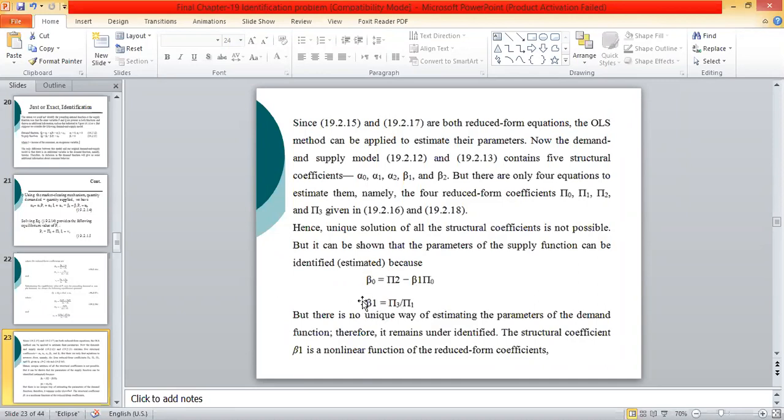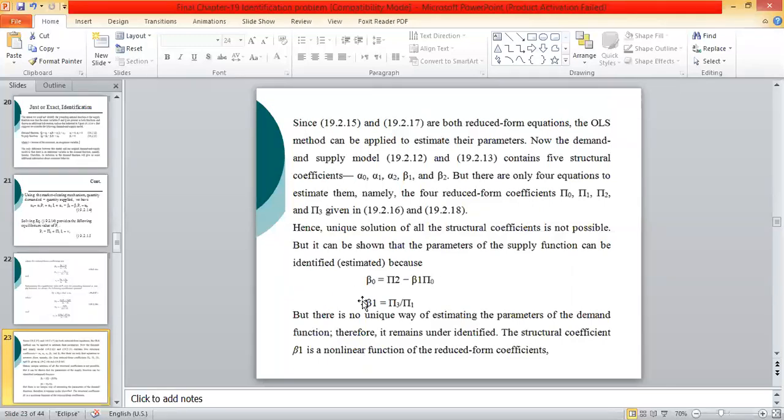So you can see we have 5 structural parameters, but we cannot determine the numerical values of all the structural parameters, because we have 5 structural parameters, but we have only 4 estimated reduced form coefficients.